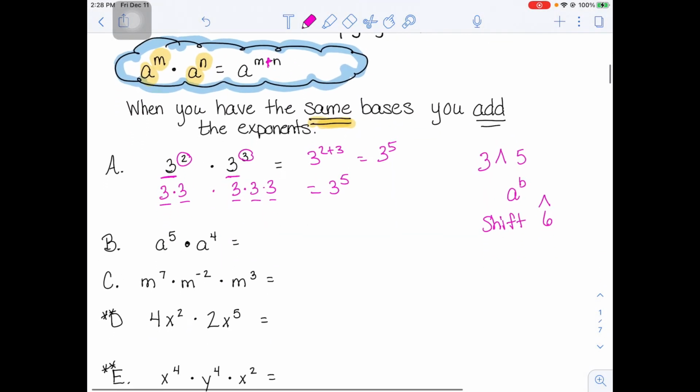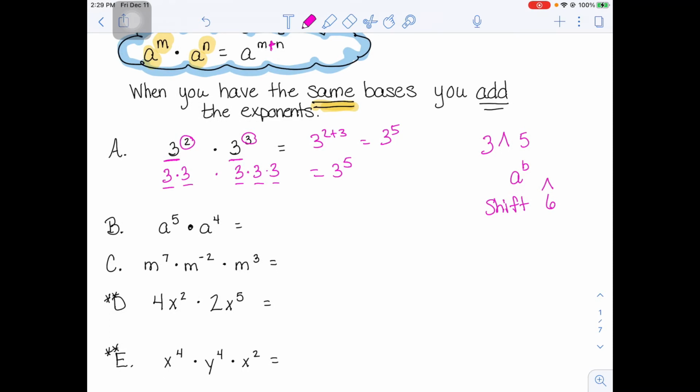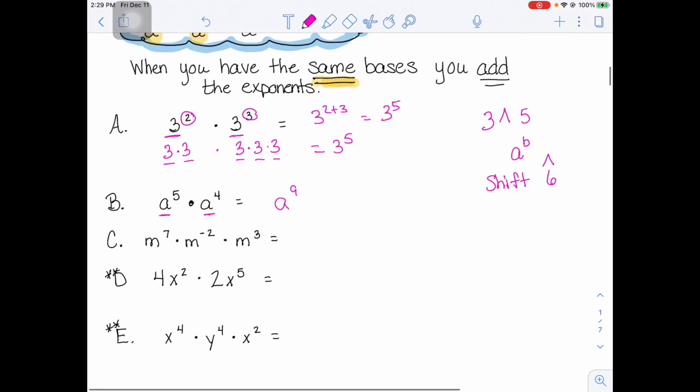Now, if we look at option B, we have the same base, a and a. So we keep our base and we add our exponents. So 5 plus 4 is 9. Now notice for C, we have the same bases, all of m, so we keep that, but we have some negative exponents. We're still going to add 7 plus a negative 2 plus 3. So when we add those together, 7 plus a negative 2 is 5, 5 plus 3 is 8.